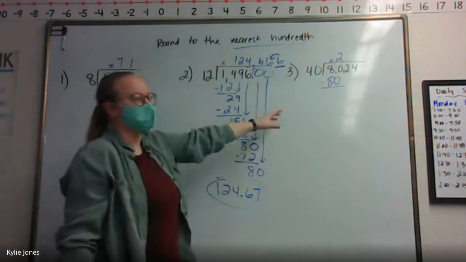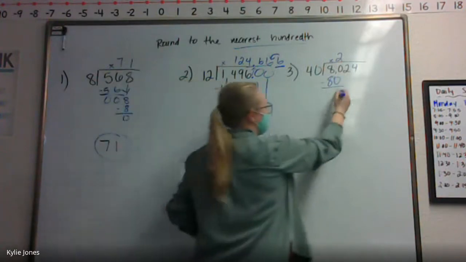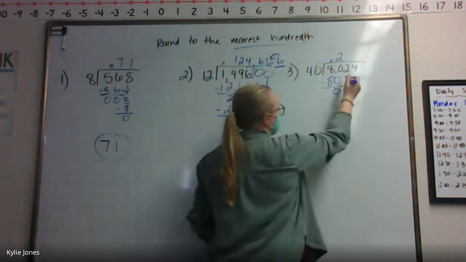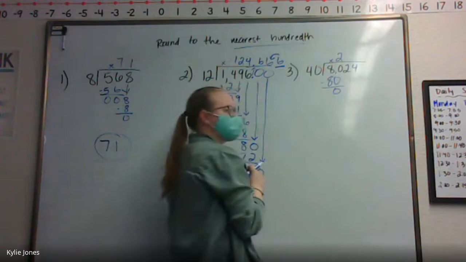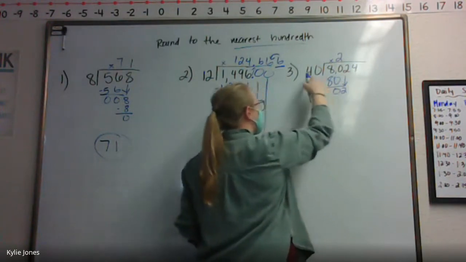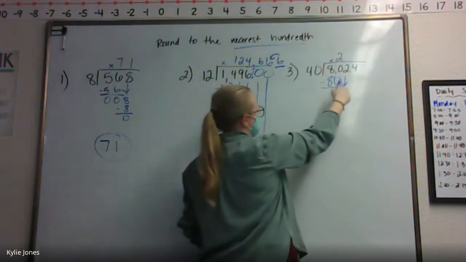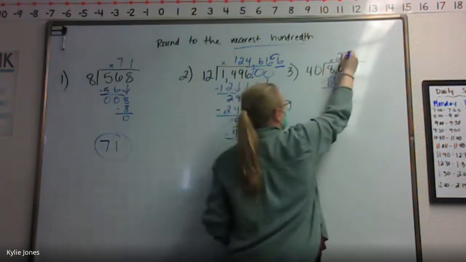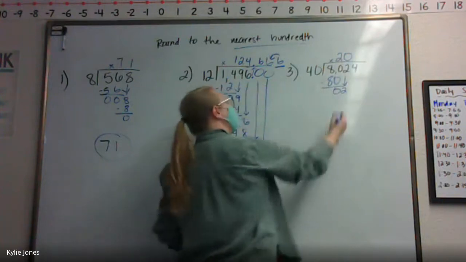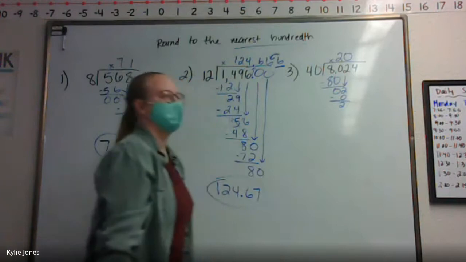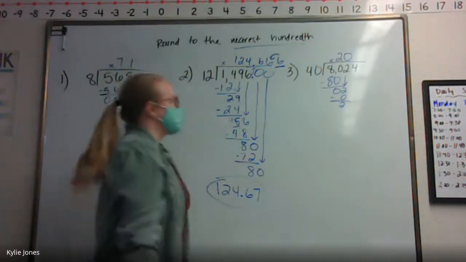So we subtract. What's 80 minus 80? 0. Okay, what do I do next? Bring down the 2. Does 40 go into 2? No. What do I have to put up here then? 0. Yeah, it's inside your number, so you put a 0. We subtract the 0 and get a 2. Now what? Bring down our 4.